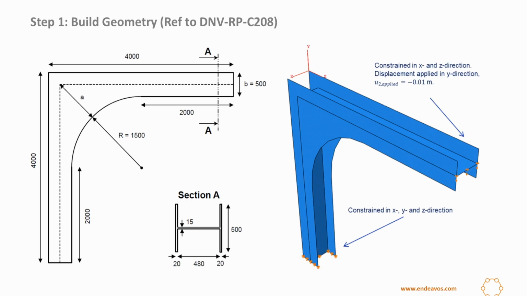Moving on to another example, I took this example from this document, DNV RP C208. You can find this document online in PDF form. This is a large steel structure, as you can see from the given dimensions. You can recreate this geometry from these drawings that I'm showing you here. This structure is supported at the base, fixed here, and a 0.01 meter displacement is applied at this end. So this is the loading.